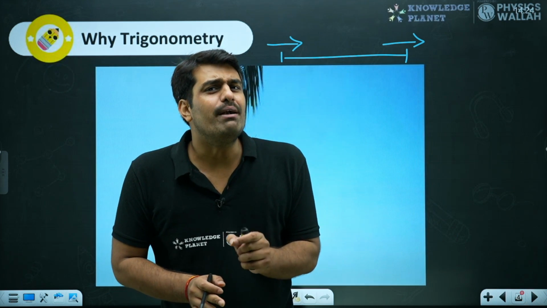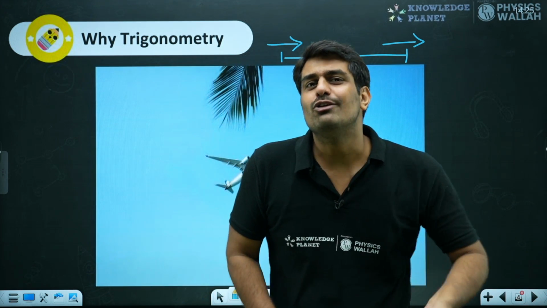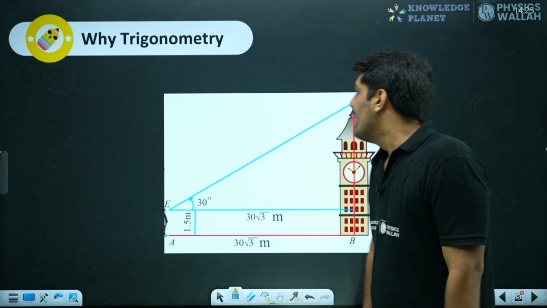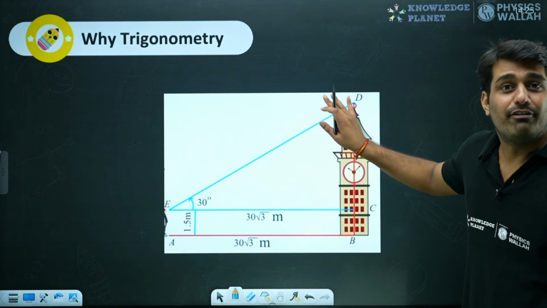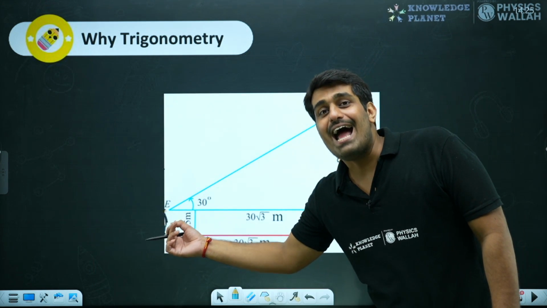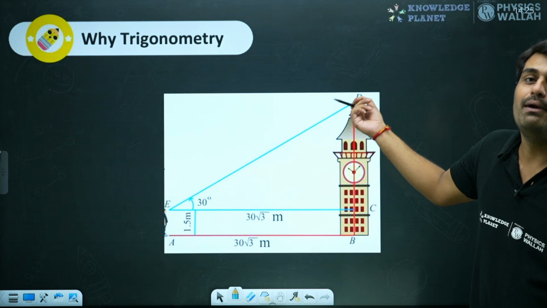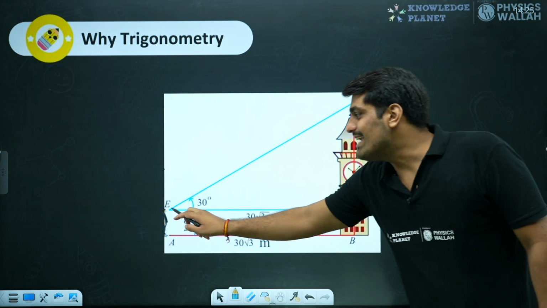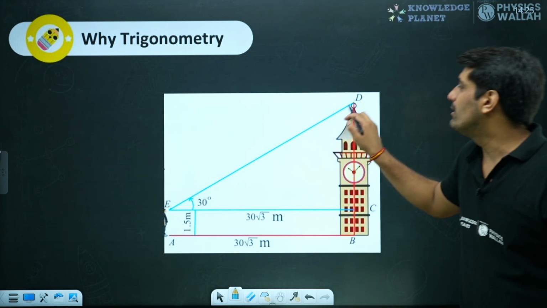So how does trigonometry work? That's also an important question. So let's see how trigonometry works. Here we have a tall building. A person is standing and looking at the tip of the building. Now, we can connect the dots from the eyesight to the top of the building.